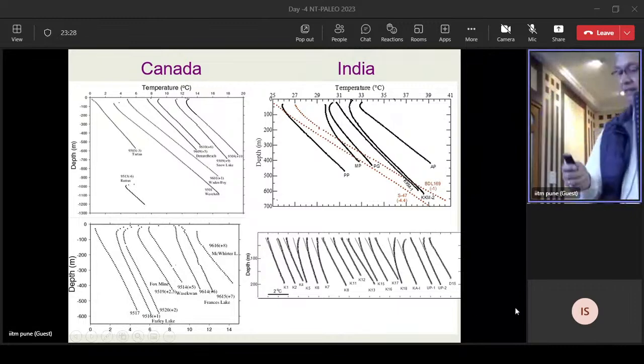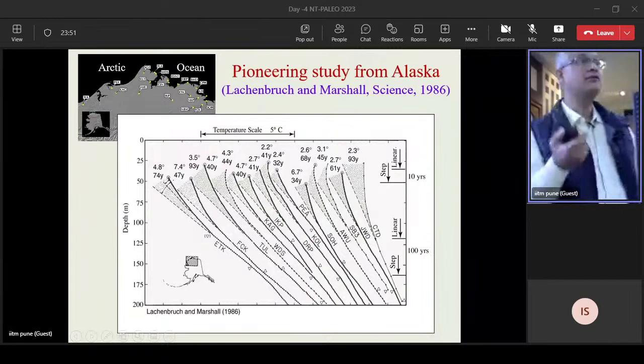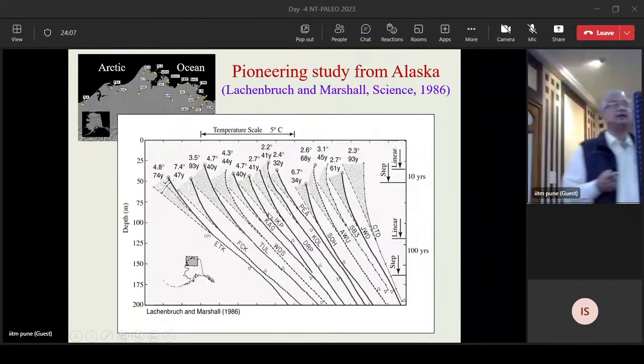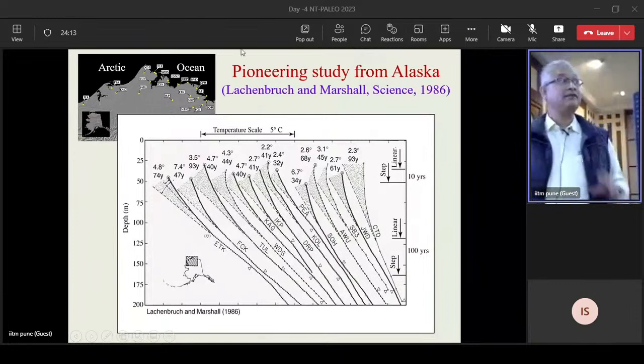So this is what you find, and this branch of study actually started with a pioneering study by Lachenbruch and Marshall, which was published in Science in 1986. That was the first study, and this study is from Alaska. In Alaska, it's a permafrost area, permanently frozen ground, and there is not much groundwater movement. If groundwater movement is there, then the temperatures in the subsurface can get perturbed, right? They can go anywhere, and therefore you are in trouble if you interpret it wrongly. But here, this was a very safe place.